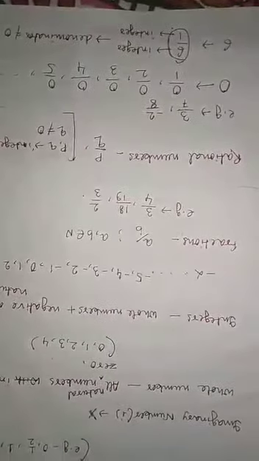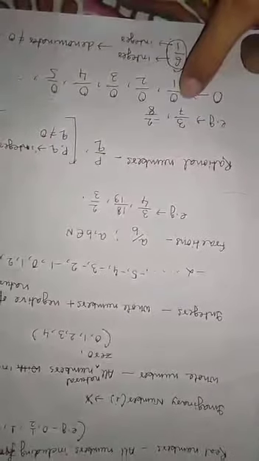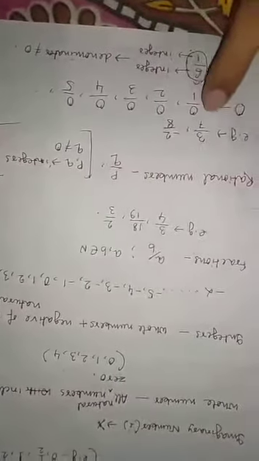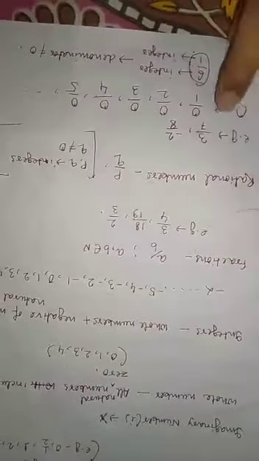Can we say that 0 is also a rational number? Yes, we can say that 0 is also a rational number because we can write 0 in the form of 0 by 1 or 0 by 2 or 0 by 3 or 0 by 4 or 0 by 5. We all know that if we divide 0 by any number, then the result will be 0. So we can write 0 in the form of 0 by 1 or 0 by 2 or 0 by 3 or 0 by 4 or 0 by 5, right?